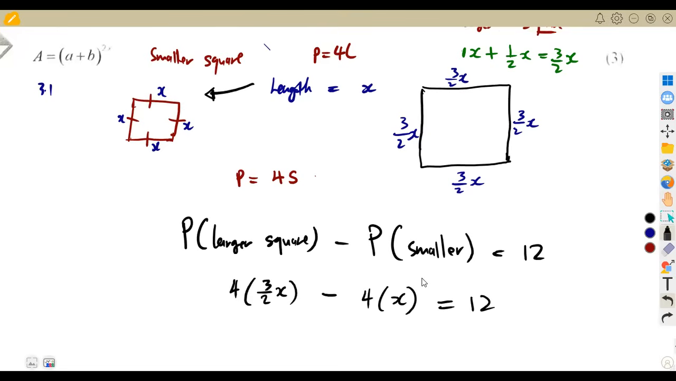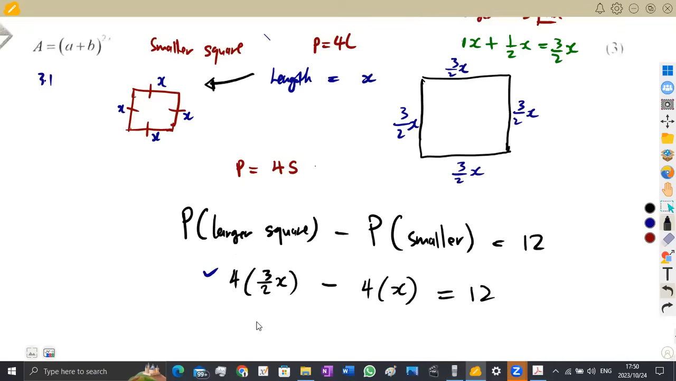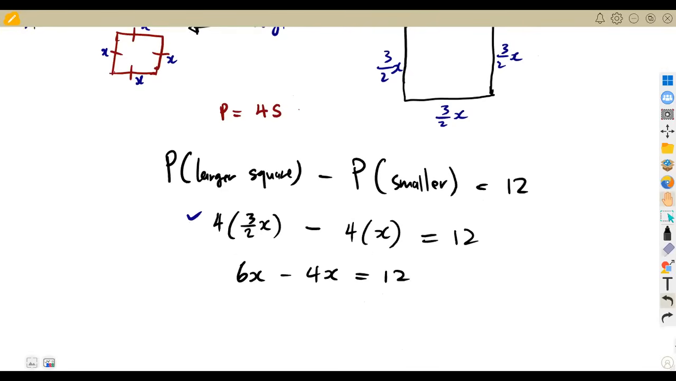As you can see, we have actually formulated an equation that we are supposed to solve for x. Just multiply these values from a calculator. This would be 6x, because 4 times 3 over 2 is going to be 6. Let us check on our calculator: 4 times 3 over 2 gives a positive 6. So we're going to have 6x minus 4x equals 12. In order to solve for x, we are simply going to subtract these two. As you can see, these are like terms.